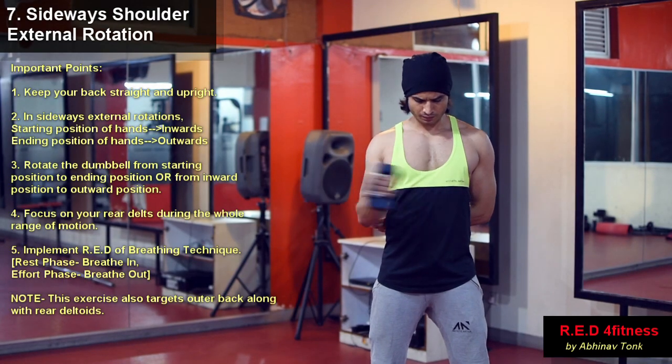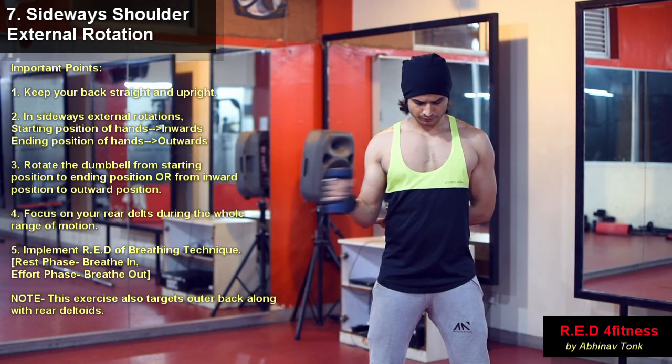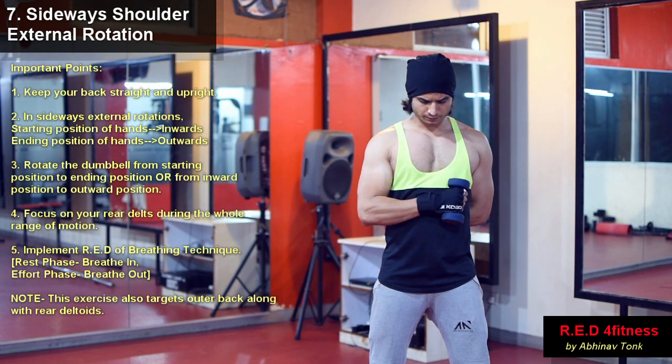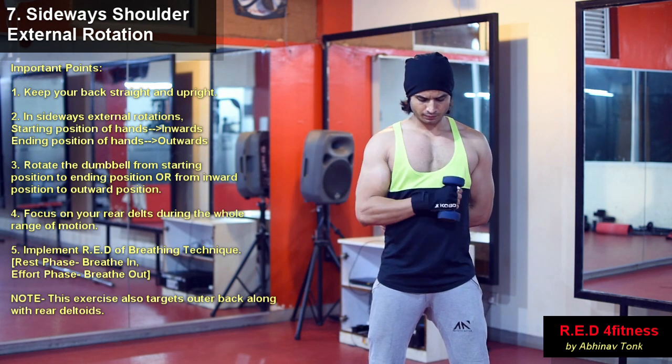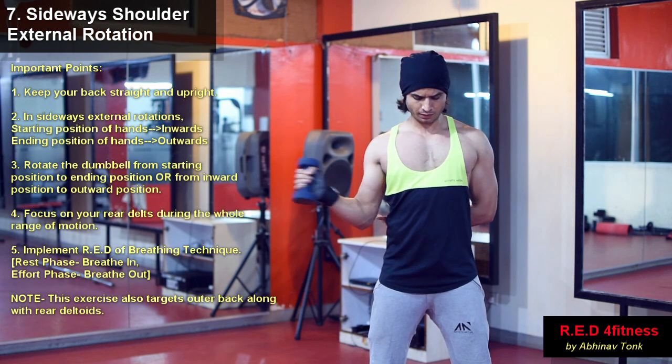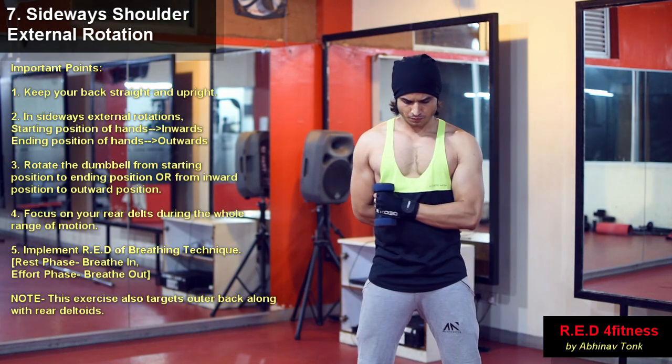Next one is sideways shoulder external rotation. Here the starting position of hands is inward and the ending position of the hands is outward. So you have to rotate the dumbbells from the inward position to the outward position, and then focus on your rear delts during the whole range of motion.